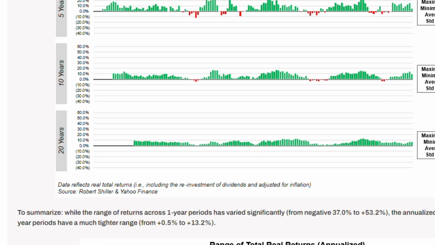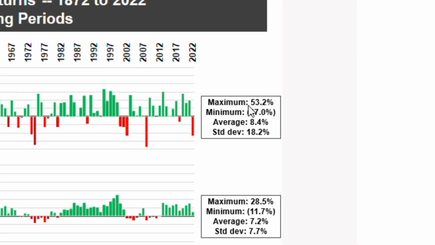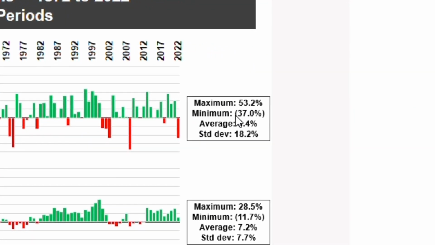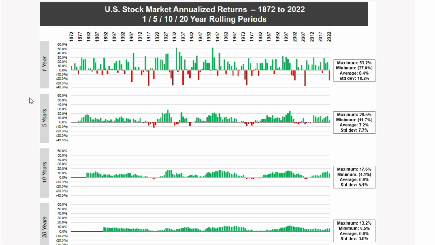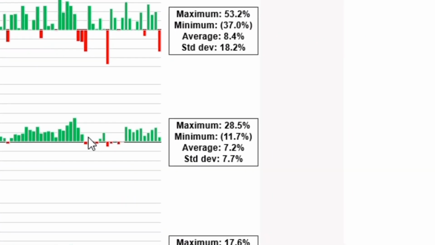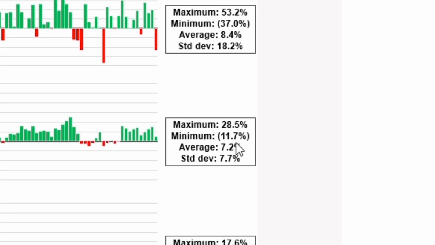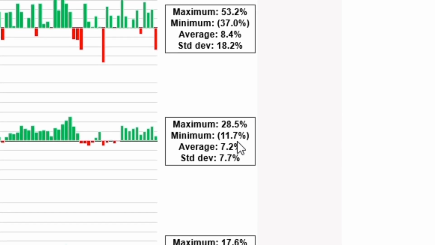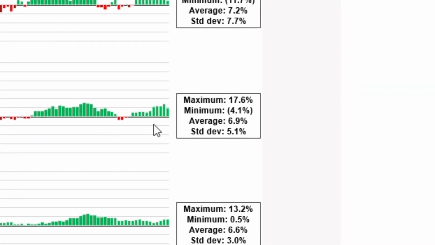If you look at the following figure, you can see the real return including dividend reinvestment and accounting for inflation. With a 1-year investment horizon, you can achieve an appreciation of up to 53.2% or a loss of 37%, an average of 8.4% per year. If you increase the investment horizon to 5 years, you have a probability of a gain of 28.5% or a loss of only 11.7%. On average, that's 7.2% per year. If you invest for 10 years, you have a maximum appreciation of 7.6% or an even smaller loss, 4.1%. The annual average comes out to 6.9%.